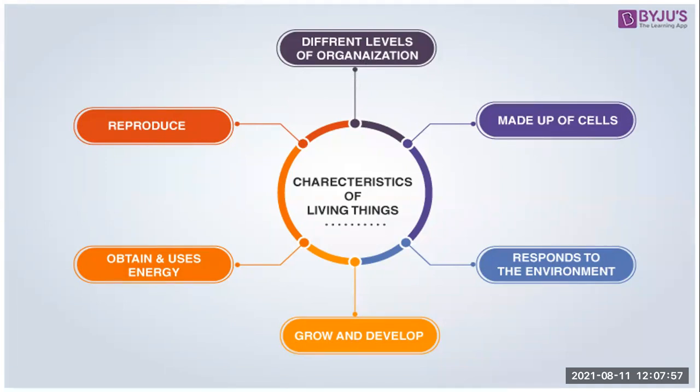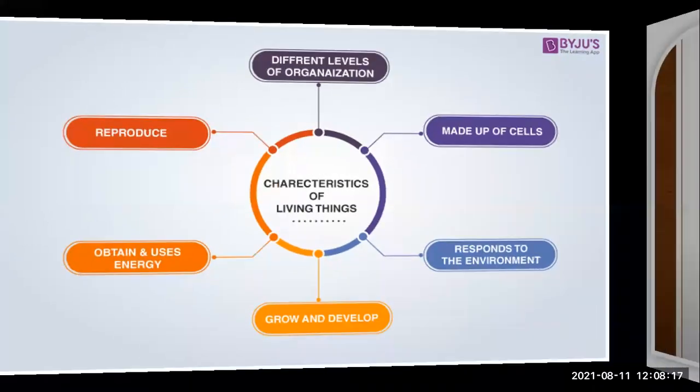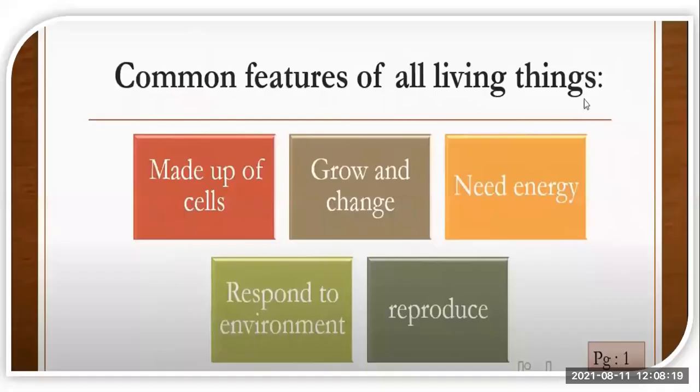But for now, we must know that there are 5 common features which are necessary for all living things, right? And that is, they are made up of cells, they respond to their environment, they can grow and develop, they need energy, and they can reproduce. Now here we go with the 5 common features that are included in our syllabus.